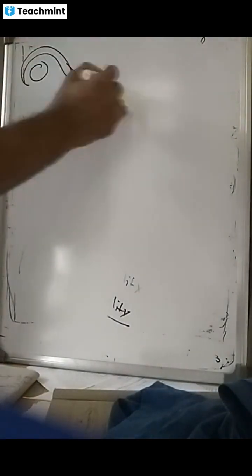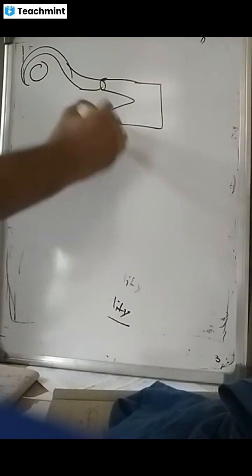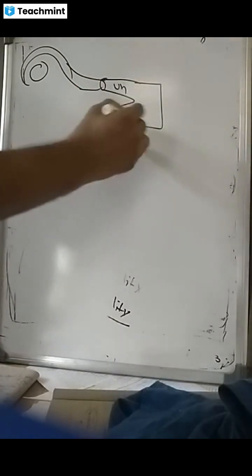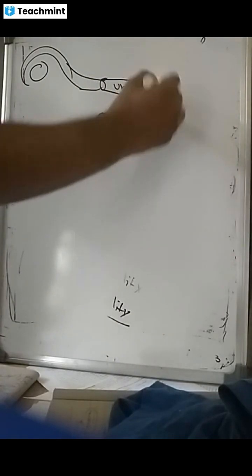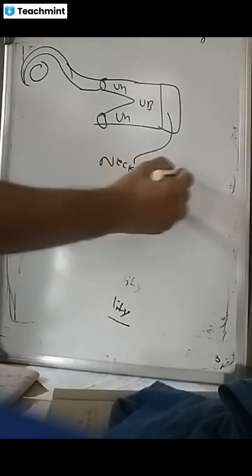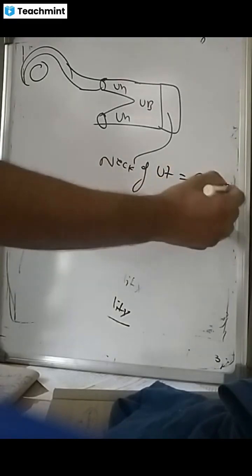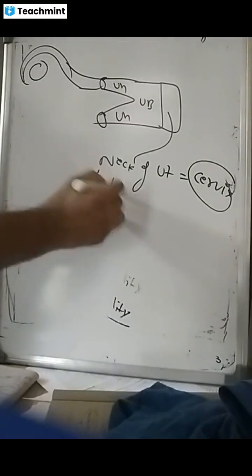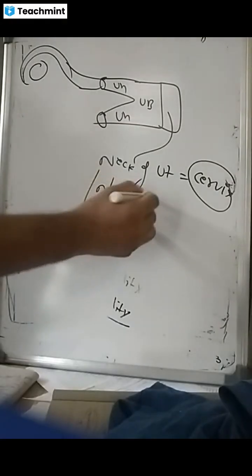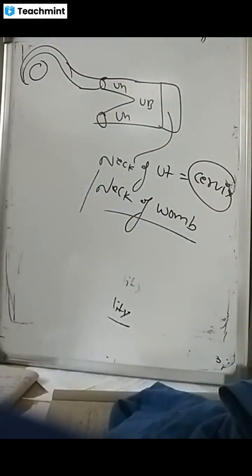So after the ovaries and oviduct, we have the uterine horns, uterine body, and neck of uterus, that is your cervix. It is also called the neck of the womb.